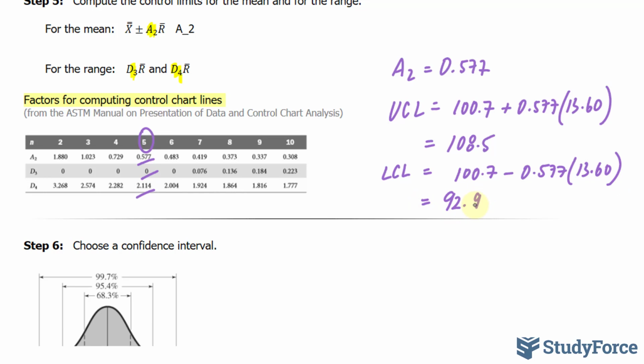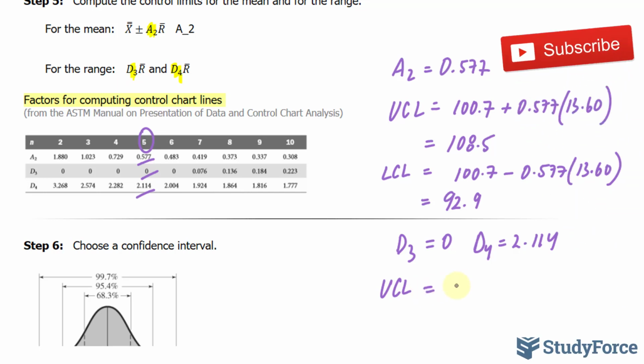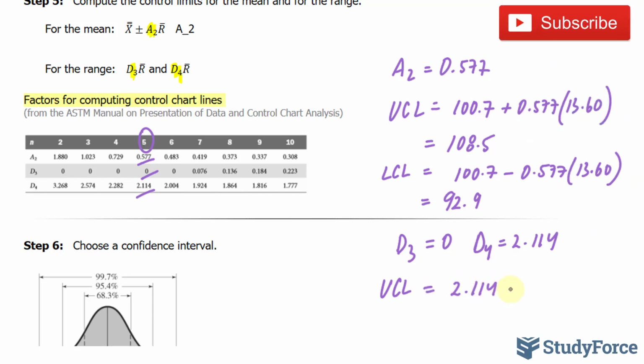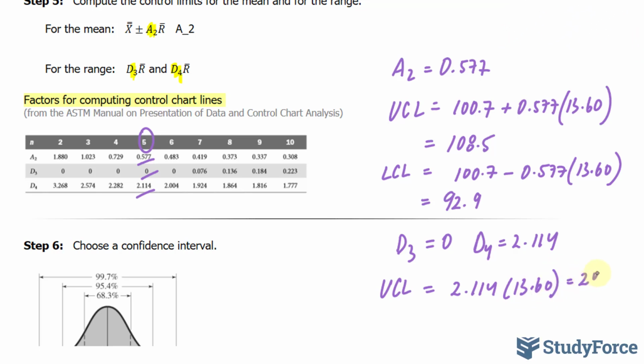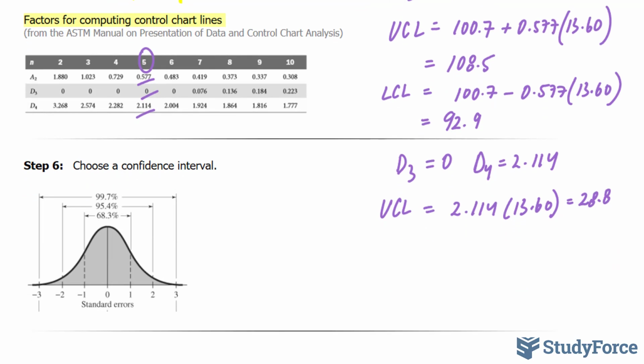Also from the table, D subscript 3 is equal to 0, and D subscript 4 is equal to 2.114. So the control limits for the range, once again I'll use UCL, and I'll be following this formula, is equal to 2.114 times 13.60. That gives us 28.8. And the lower control limit is equal to 0 times that number, which gives me 0.